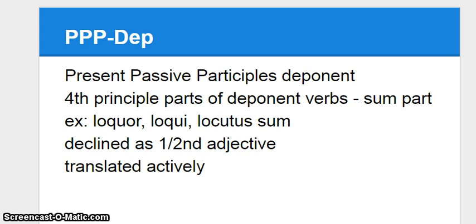PPP-deps, everyone's favorite. Perfect passive participles, deponent. Many of you might be familiar with the deponent part. Deponent verbs are verbs which look passive but are translated active. So with PPP-deps, you go to the fourth principal part of the deponent verbs, but you take off the sum part. Example, loquor, loqui, locutus sum. So to get the PPP-dep, just take locutus and take off the sum. You decline as a first/second adjective and you translate it actively. Do not forget the actively part, so you essentially translate it the opposite of what you think you would translate.